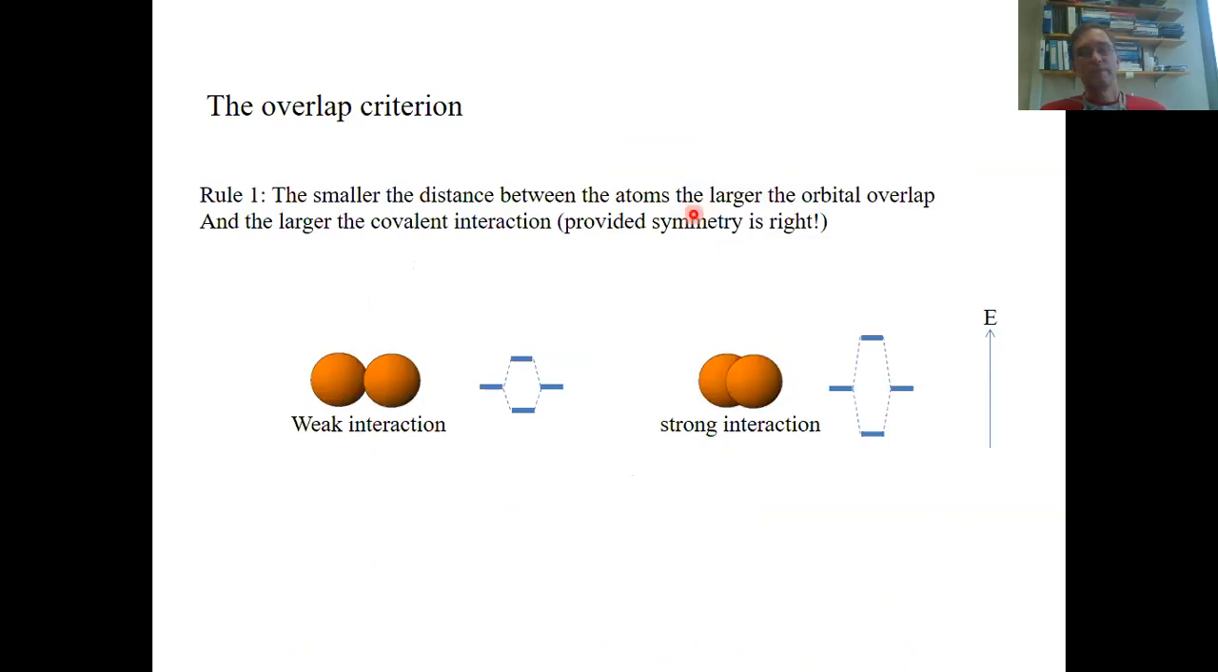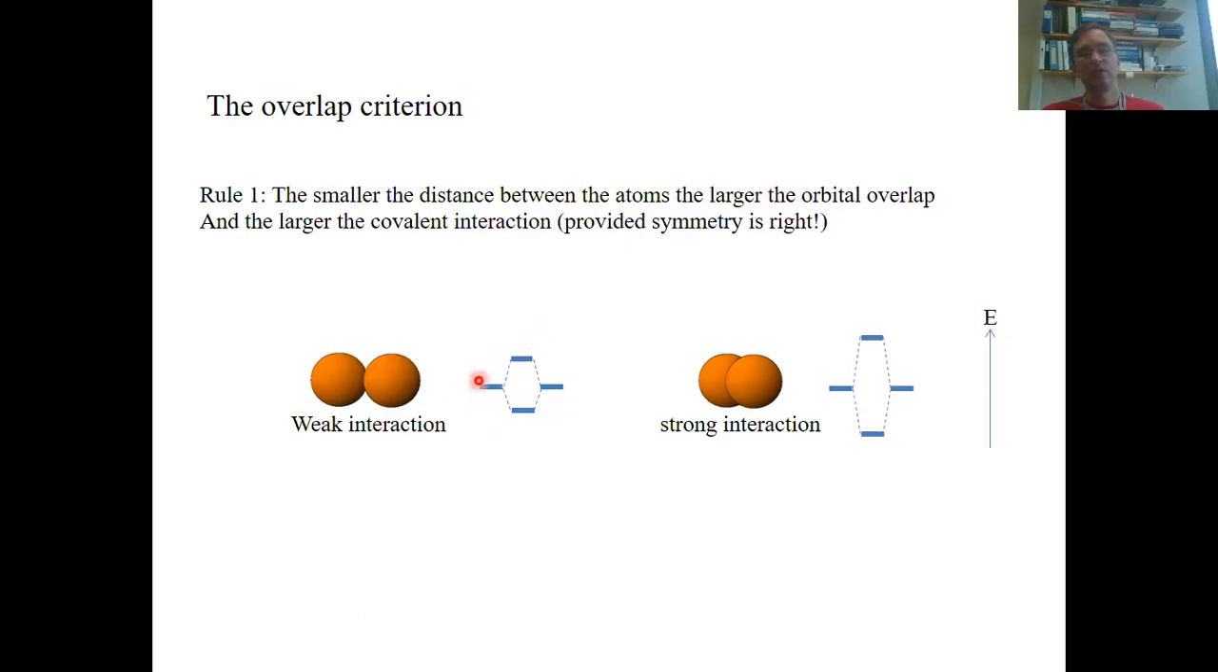All right, then let's go to the next criterion. This is the overlap criterion. So generally, the smaller the distance between the atoms, the larger the orbital overlap, and the larger the covalent interaction, provided symmetry is right, and we will see exactly what that means in a minute. Okay, so here you have an example of two orbitals that only weakly overlap. Because of that weak overlap, the covalent interaction is small.